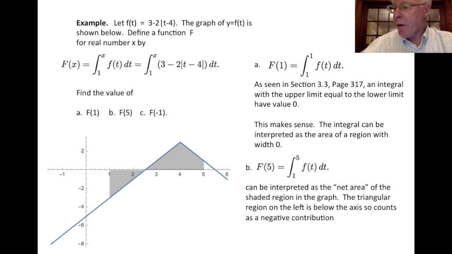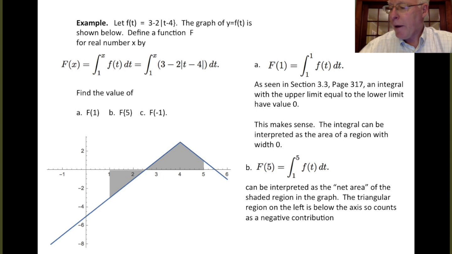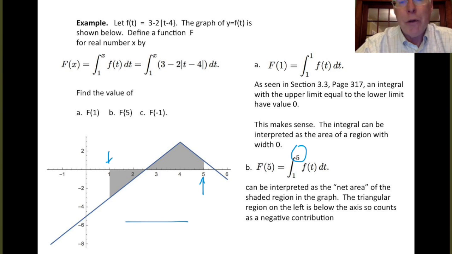Let's move on to the next one, number B. Now we want to do F of 5. And so the x is replaced by 5, so we're looking at the integral from 1 to 5 of little f of t dt. If we come over here to the graph of y equals f of t, the integral goes from 1 to 5, and we're going to compute the value of this integral by using our area interpretation. Or rather net area, because there's some area below the axis, some above the axis, and so the stuff below the axis is going to count as negative, and the stuff above the axis will contribute as positive.